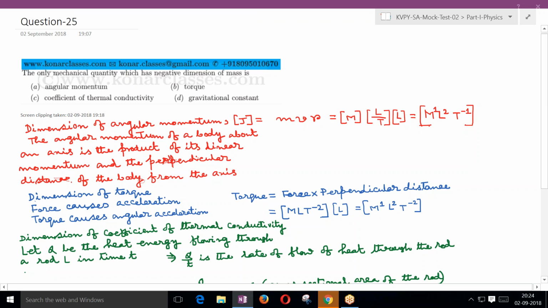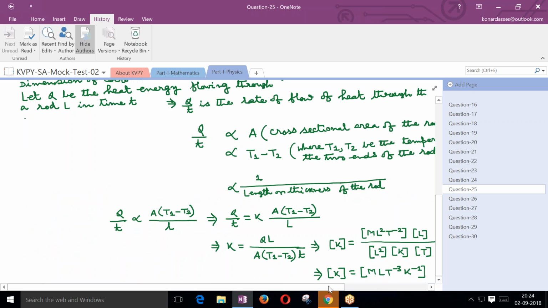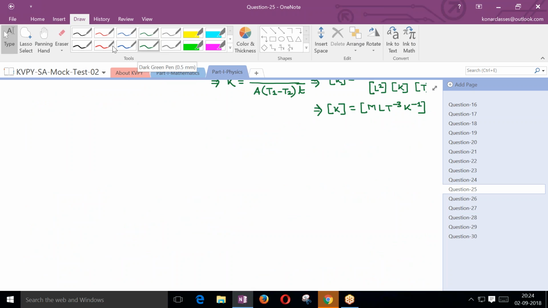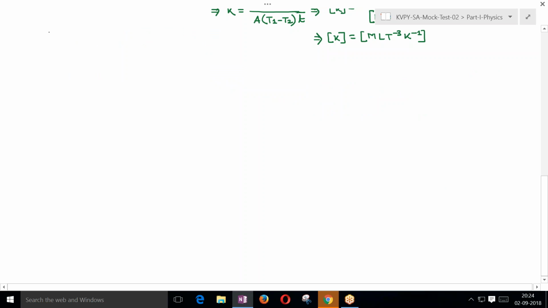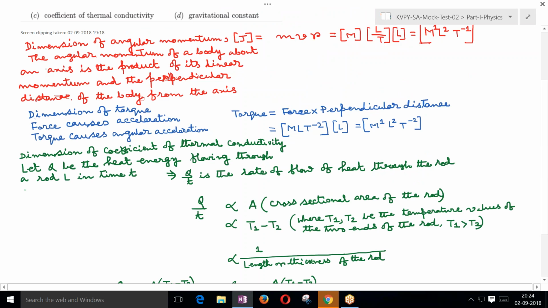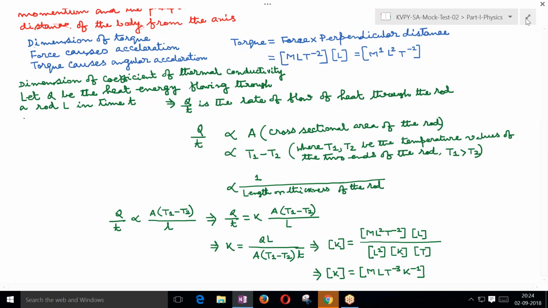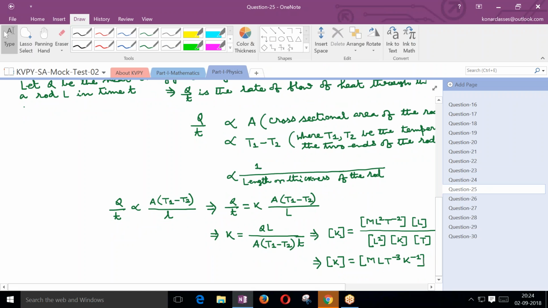So let me derive this one, and you can also derive along with me, and over chat you can tell me what you got. So let me use a different color pen here. I have used this. Let me use the black. So from Newton's law of gravitation, the dimension of gravitational constant.